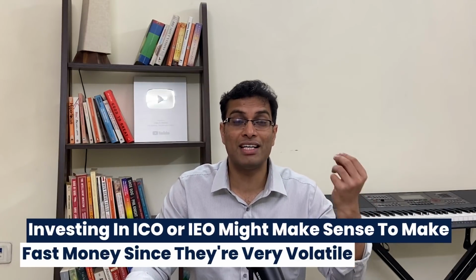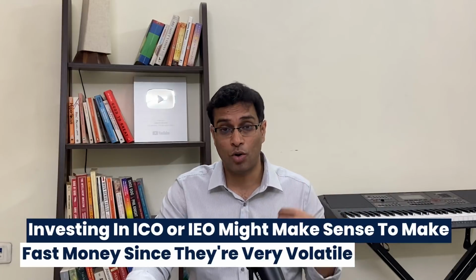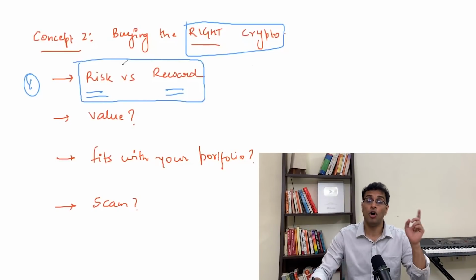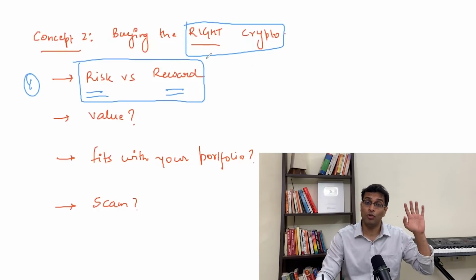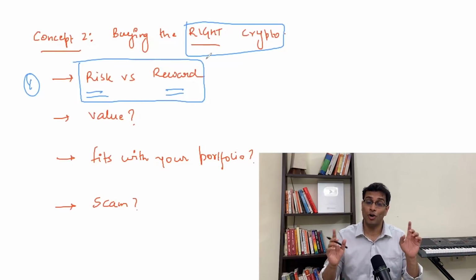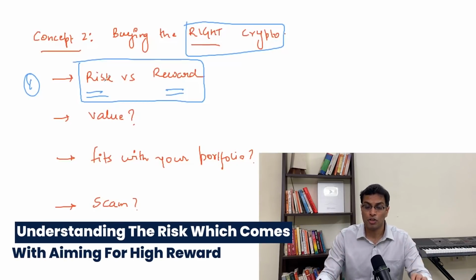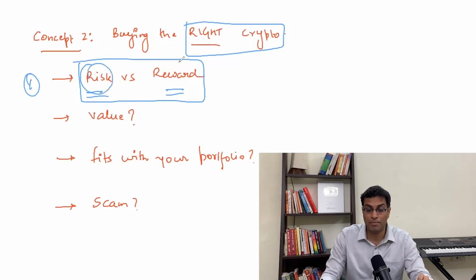Same concept applies in the crypto world. If you are going with the assumption that you want to make a crazy amount of returns in a very short span of time, then investing in something called an ICO or IEO, initial coin offering or initial exchange offering, might make sense for you. So there, what are you doing? You are essentially analyzing the risk reward equation. On one hand, you are saying that you want to make a crazy amount of returns, but you are also intrinsically understanding that this is a very risky proposition. So there, your risk reward equation balances out.